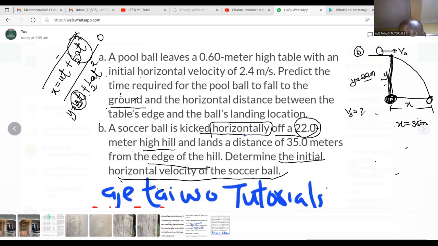Who can tell me which equation I can apply? They gave me x as 35. They gave me y as 22. Which equation can I apply? Anybody?